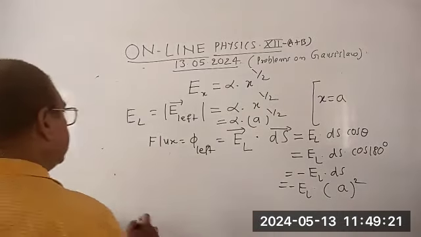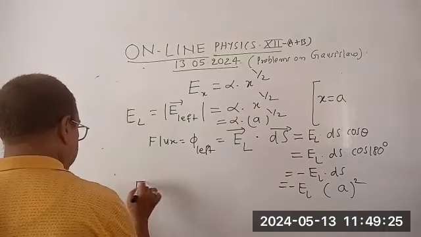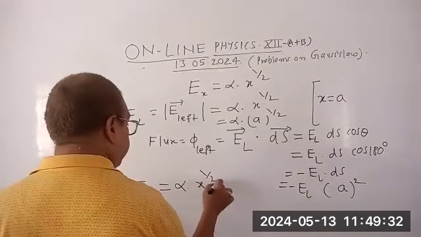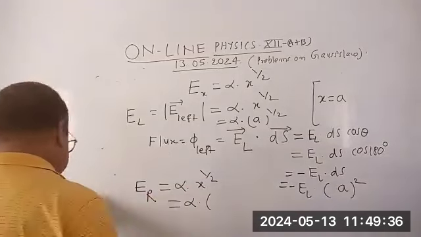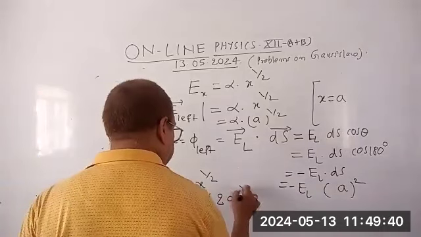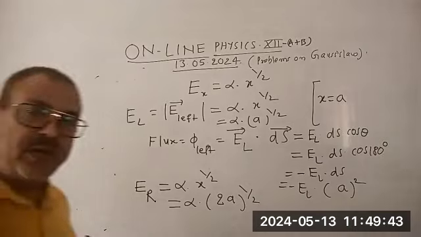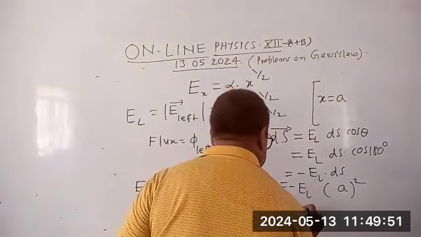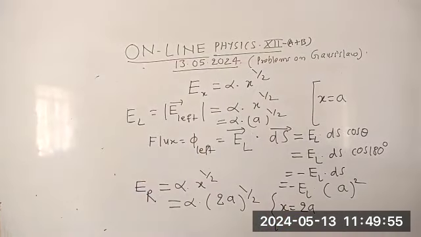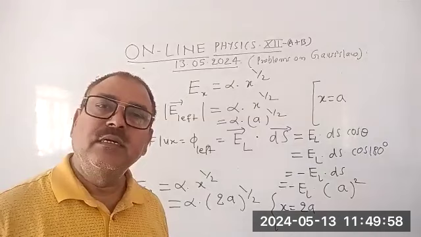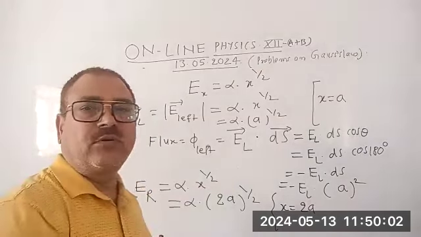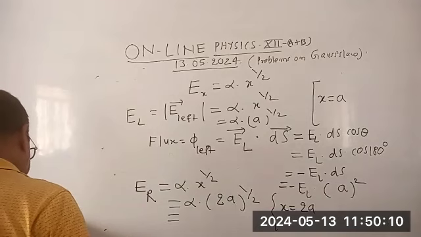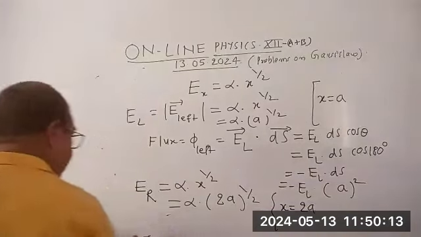Now, similarly, find the electric field on the right hand side. It is alpha raised to power 1 by 2. It is at a distance a plus a, which is 2a, raised to power 1 by 2, because according to the diagram, from the origin to the right face of the cube, going to the extreme, the distance is 2a. So, alpha into (2a) raised to power 1 by 2.